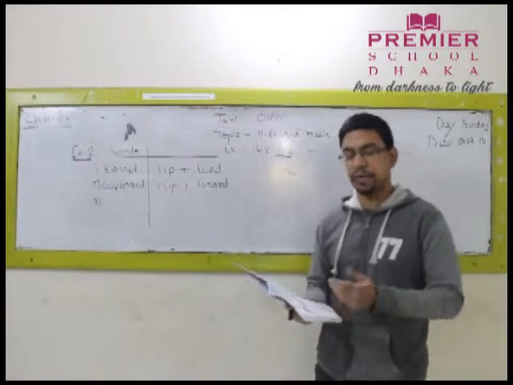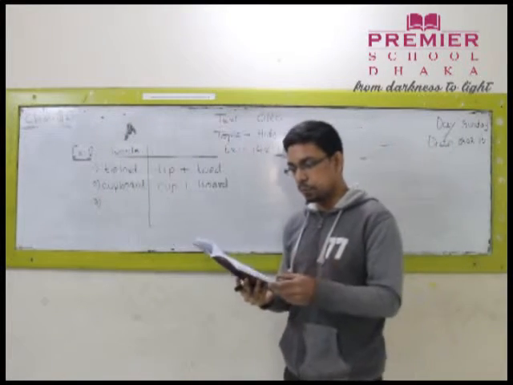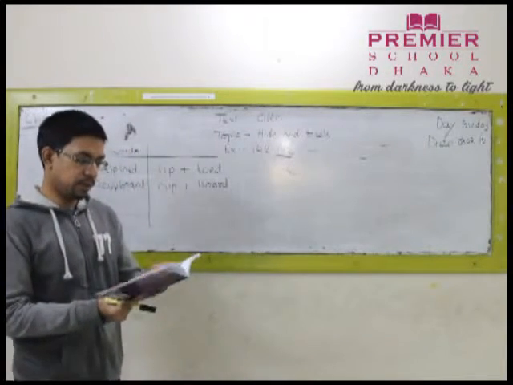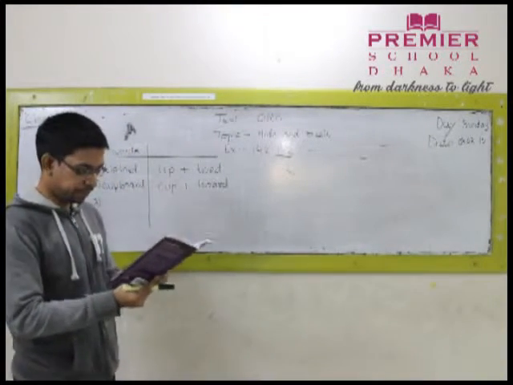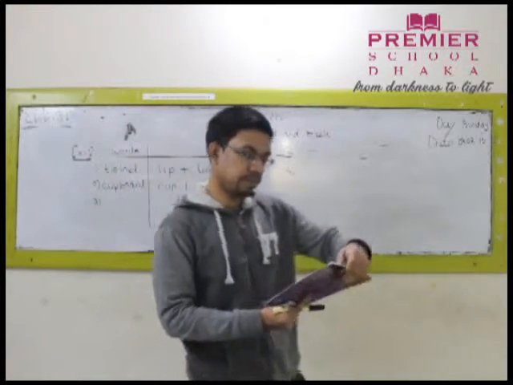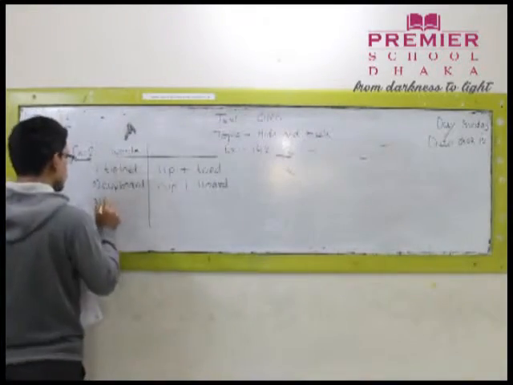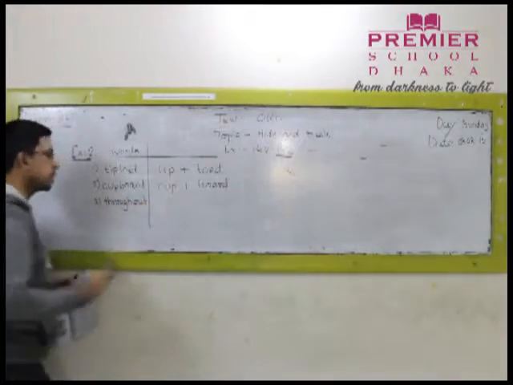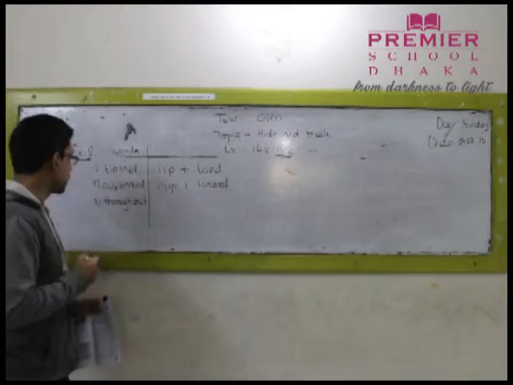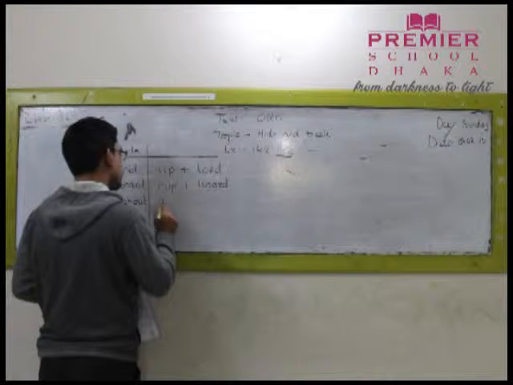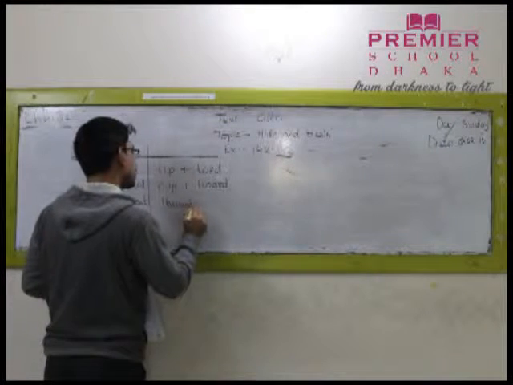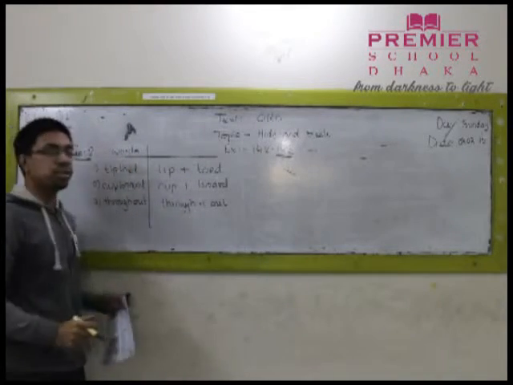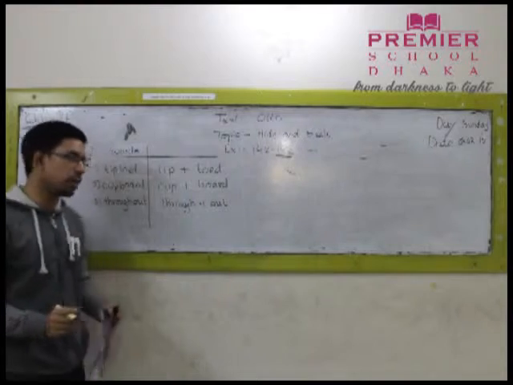If you look at the poetry and read it really, really well, you will find some more words. I found another one, which is throughout. That's the word we have found from the poem. Throughout. It can be broken down to through plus out. T-H-R-O-U-G-H. Through plus out. Throughout.